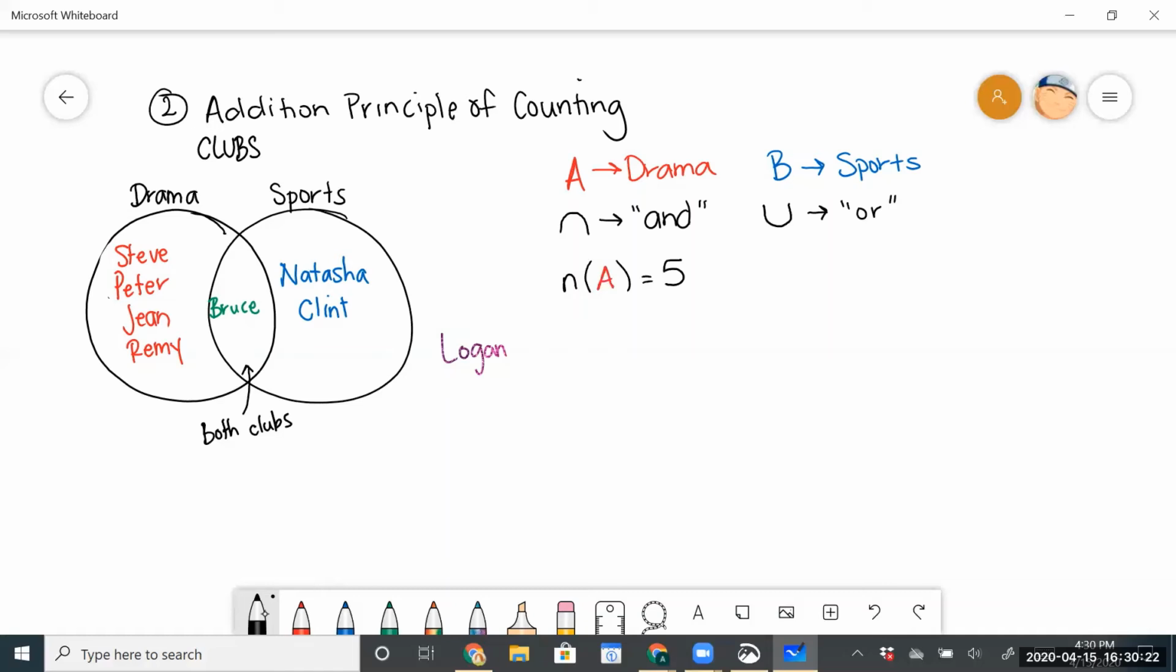All right, how about the number of people in group B? Okay, think carefully. For group B, it's tempting to say 2, but we can't forget Bruce, right? Natasha, Clint, and Bruce are in group B.